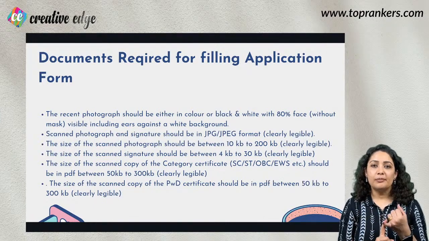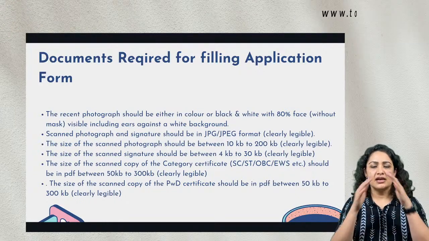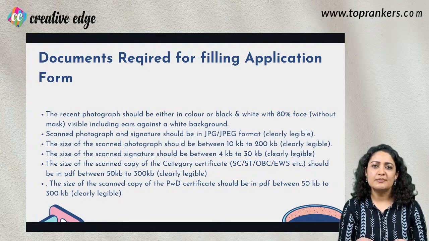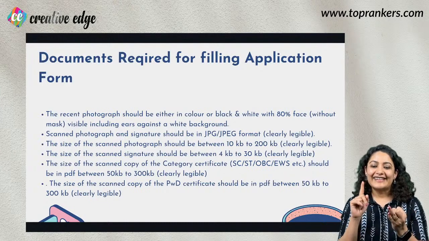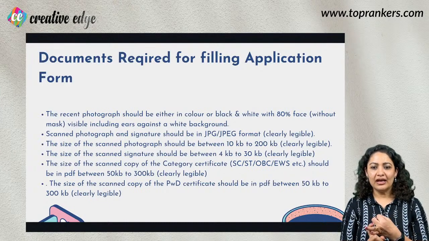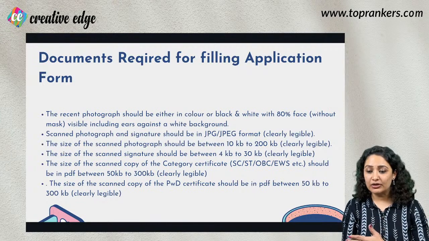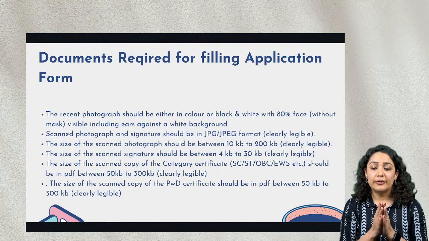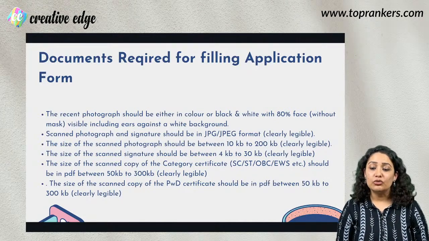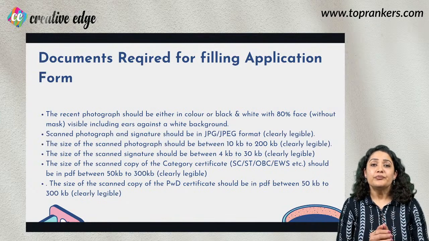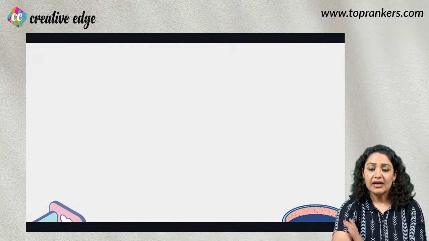Okay, I'm again repeating, photographs to be recent, maybe colored or black and white. Whole face should be 80% visible with ears on and white background. The signature has to be from 4 KB to 30 KB, the same size that has been given. Photograph has to be 10 KB to 200 KB, and the photograph has to be in JPEG format. Okay, let's move ahead.